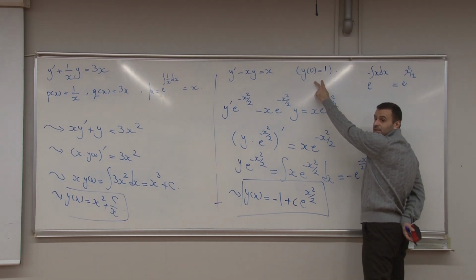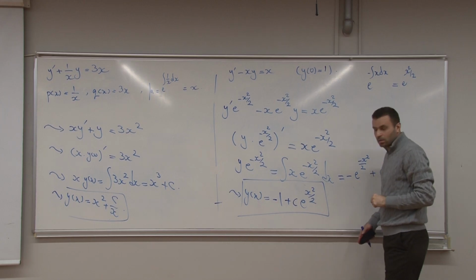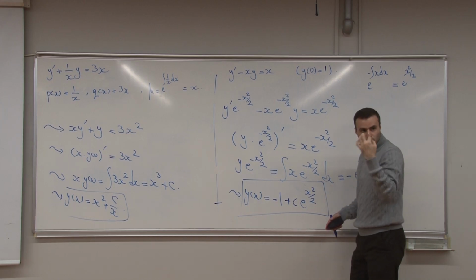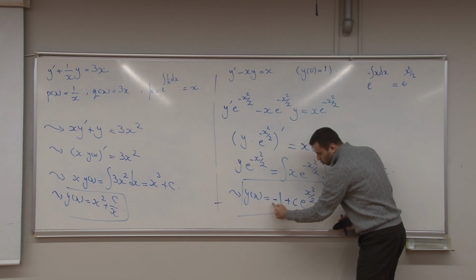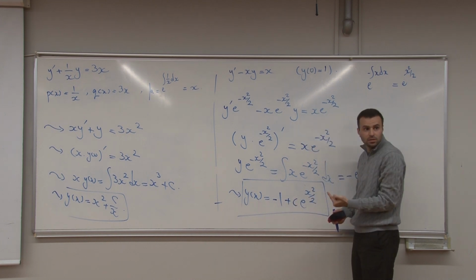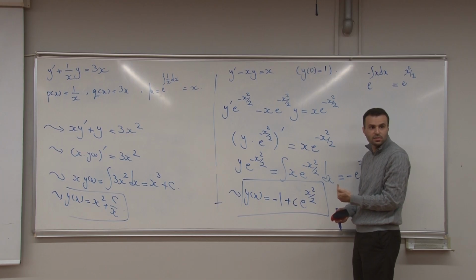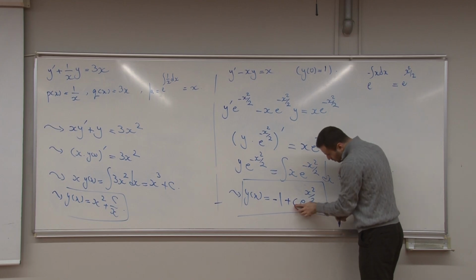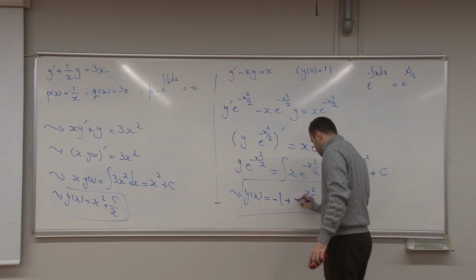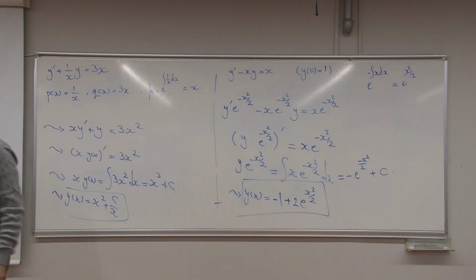What is the value of c for this initial value problem? Again we put 0 in place of x. 1 is equal to minus 1 plus c. So c is not 1 actually, but 2. So for this initial value problem, this is going to be 2 in place of c, and so on and so on. Okay?